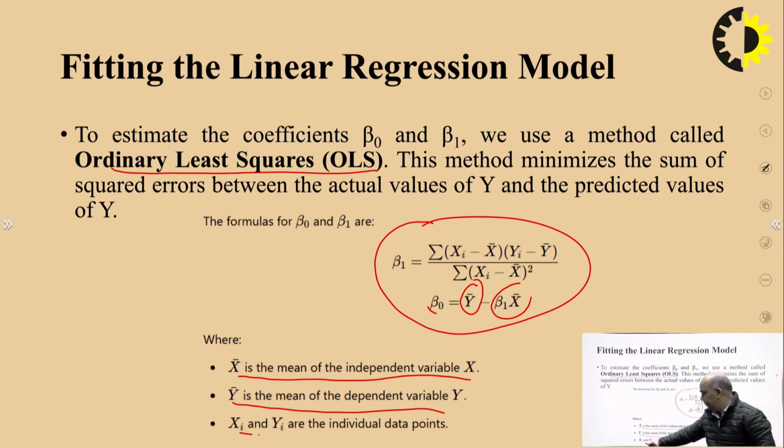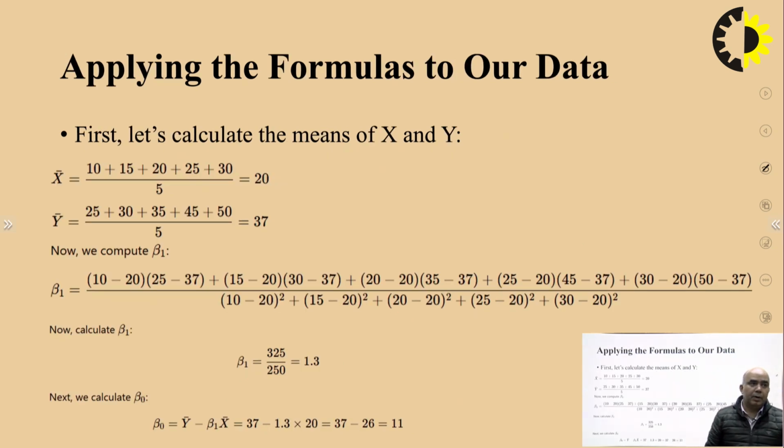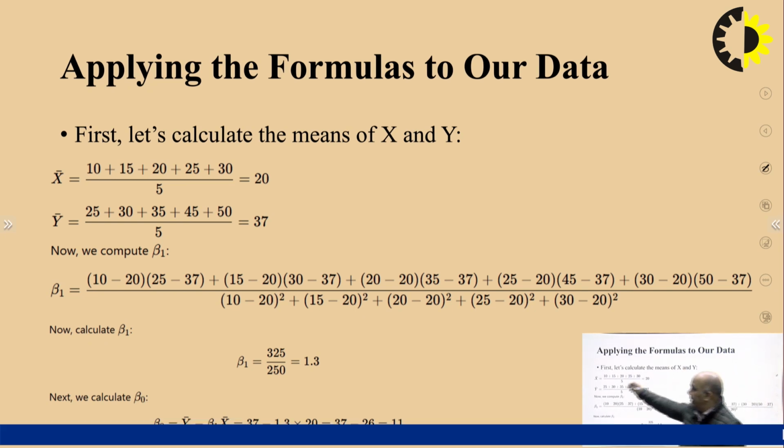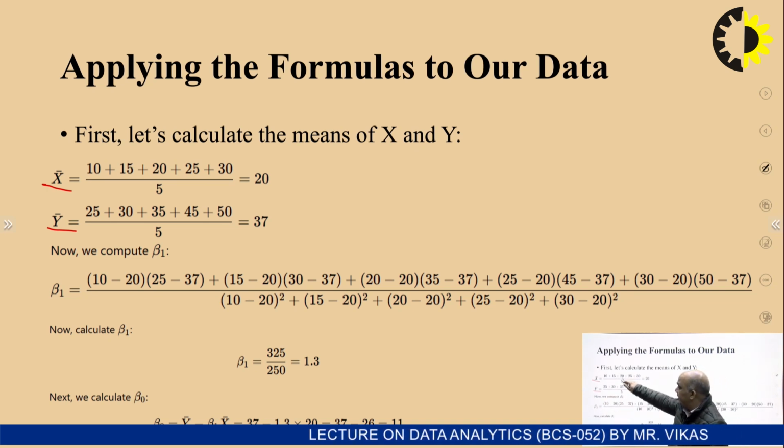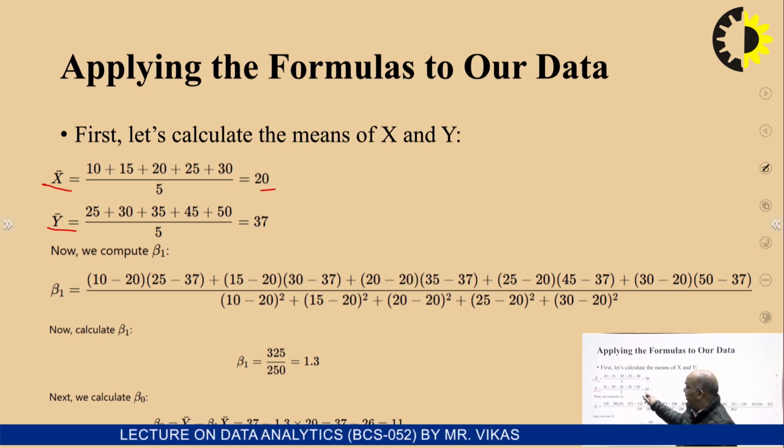So xi and yi are the individual data points here. Applying this, the first thing is we have to take the mean average of the x values. Then we have to take the average value of y. It means the sum of all the values divided by the number of values. In this example, 5 values are there, so we divide by 5, and likewise with respect to y.